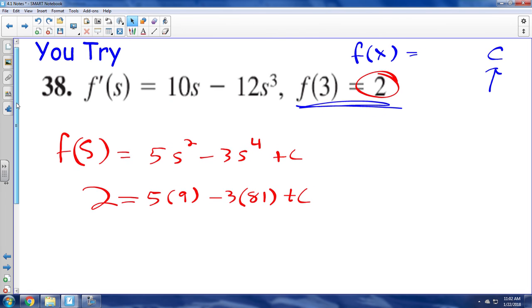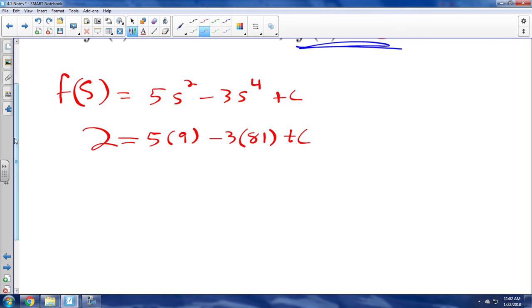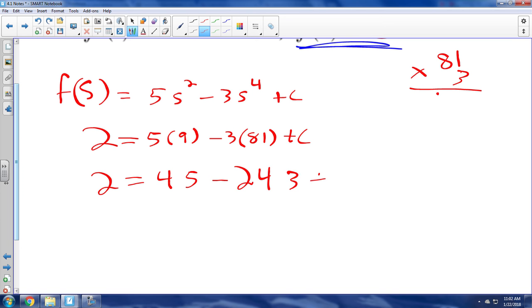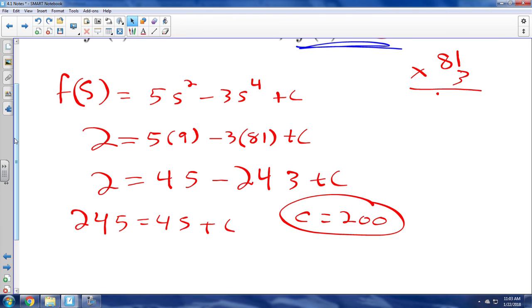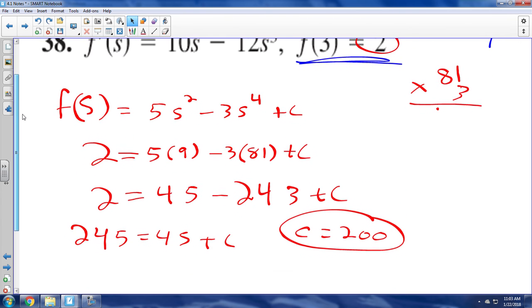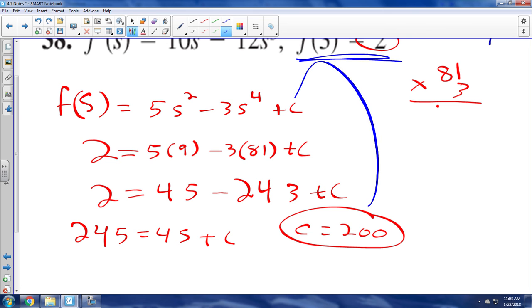Okay, so I think we were at a point of trying to find c. So we have 2 equals 45 minus, well, 81 times 3, a little bit of work here. I guess 243 actually. So 243 plus c. So I don't know, if we add 243, we have 245 equals 45 plus c. So it looks like c is equal to 200. And what you're trying to do is take that c equals 200 and put it back into that original antiderivative. That's all you need to do. So take that c equals 200, put it here, and you are done.